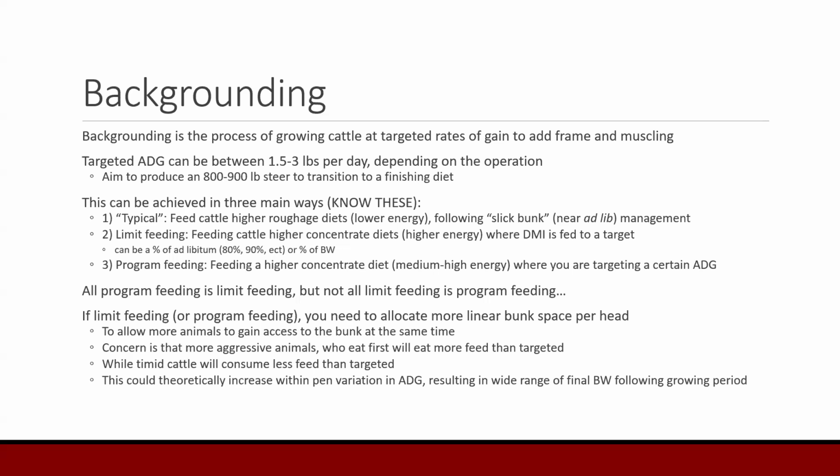Next could be program feeding. So feeding a higher energy diet, that could be medium to high energy. And we're going to target a certain average daily gain. Okay. Key distinct difference.